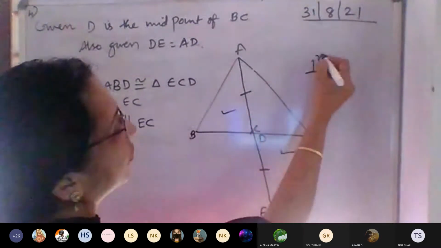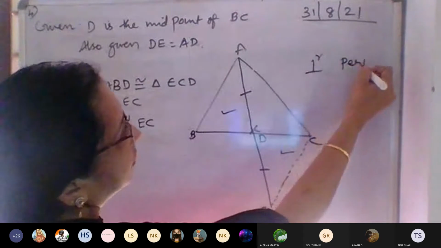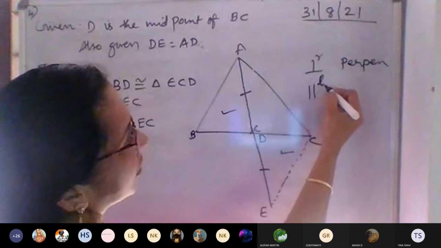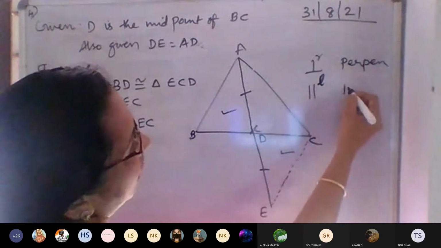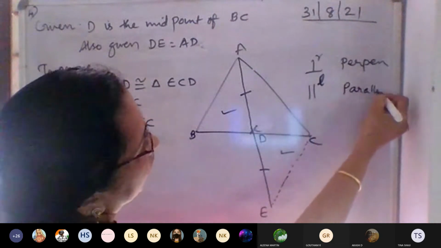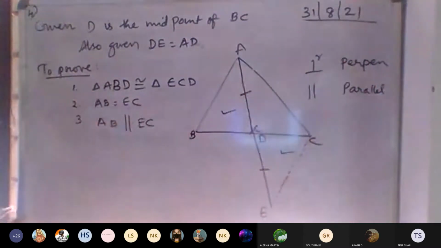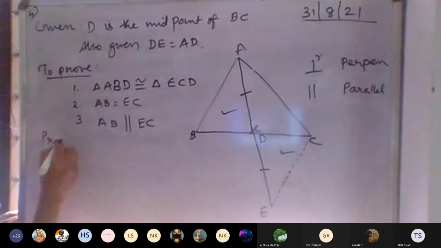The symbol for perpendicular is this one. For parallel, two lines are enough; sometimes we also write L for parallel. AB is parallel to EC. Then, proof.